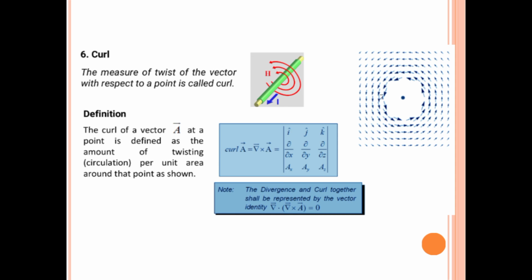So curl A is called del cross A. Here also we need to write for all the 3 dimensions. The x, y, z axes have unit vectors i cap, j cap and k cap. So del cross A is equal to the determinant of i, j, k; ∂/∂x, ∂/∂y and ∂/∂z; and the field components Ax, Ay and Az.